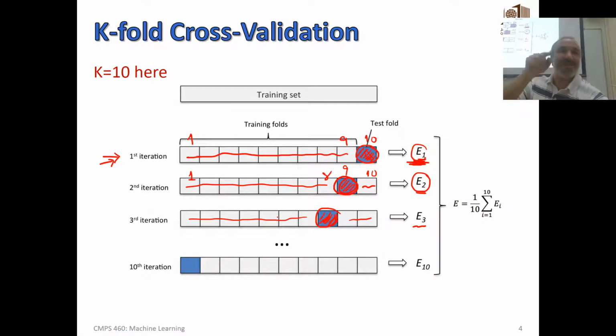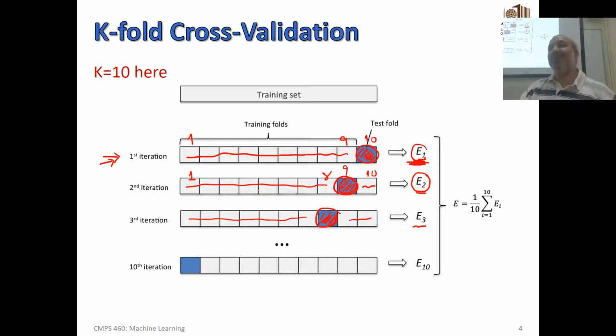Exactly, that's my next question. Are we breaking the major rule of not touching the test set? No. In every iteration, we train on some folds and we test on folds completely unseen by that model. And in every iteration, we have a new model. Okay? Yes.